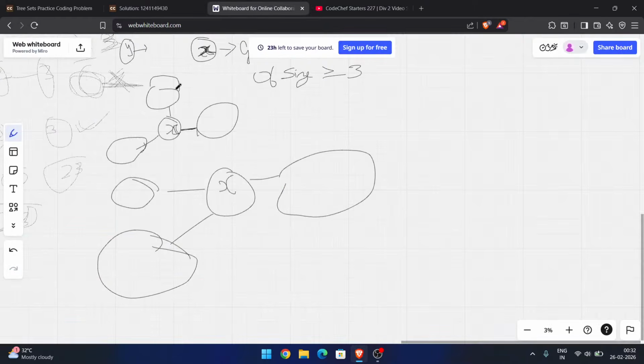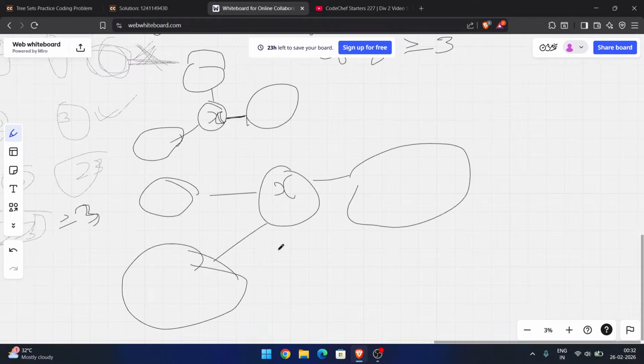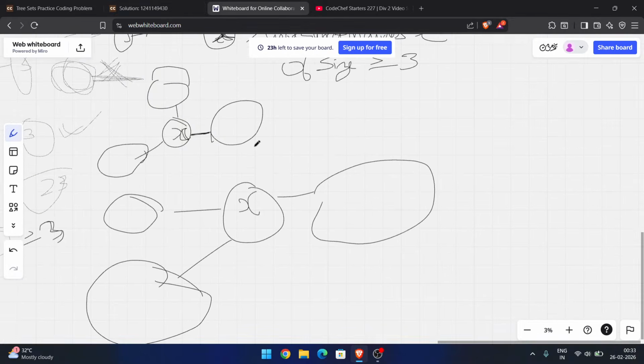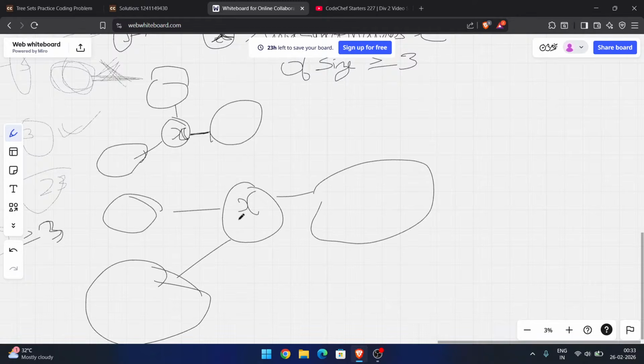Okay, so I think everything is fine. So what do we have to do now? We have to find all the subsets that are of size greater than or equal to 3, because we have already calculated subsets of size 1 and 2. So how can we do that? For this, let us look at each vertex individually. Let's suppose there is a vertex X. Now let's find out how many subsets of size greater than 3 pass through X.